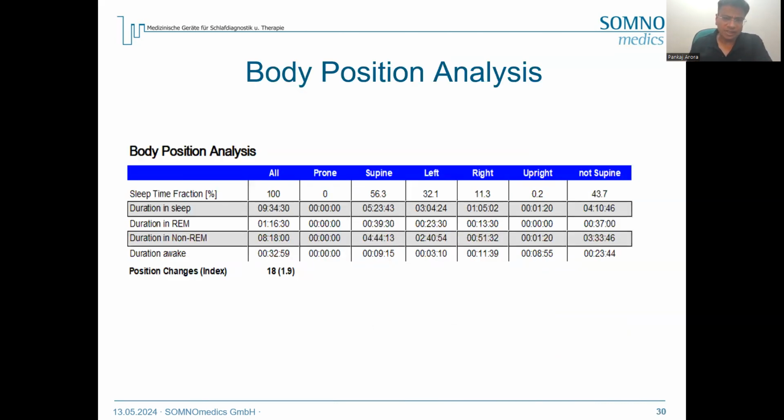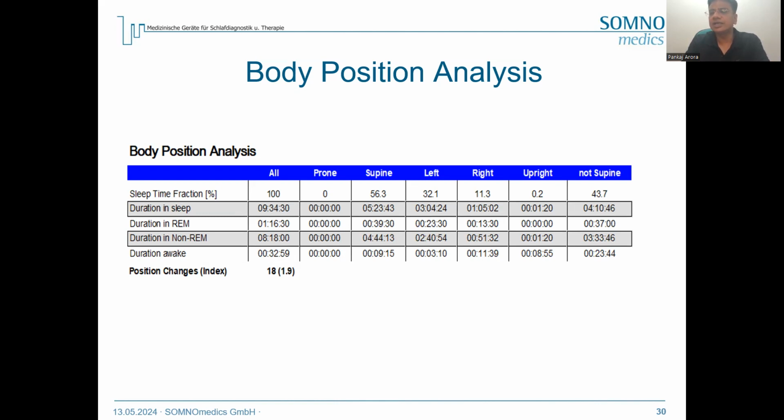So now, body position analysis. As I already told you, body position analysis helps you see whether the patient is in the supine stage or lateral stage, and how many apneas or hypopneas are appearing in which stage. I told you already that body position helps, especially in mild to moderate cases.